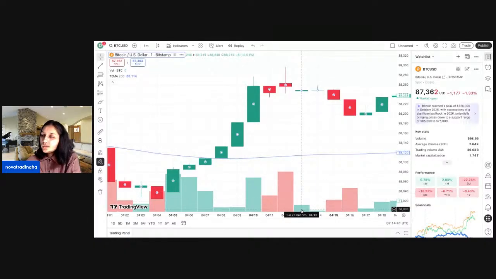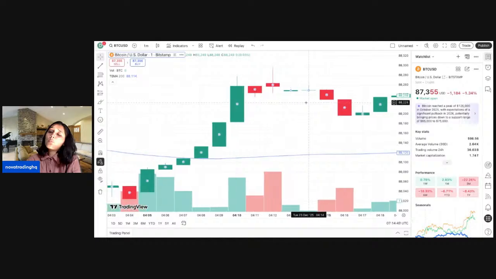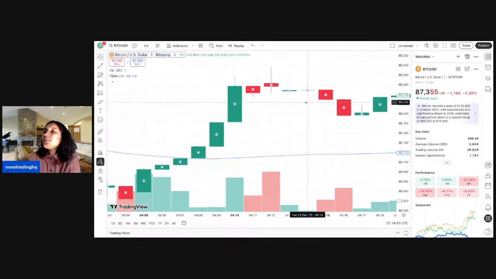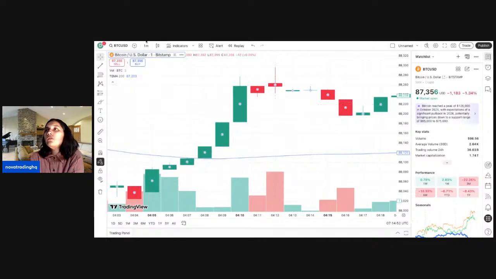What you can notice here, see at 4:13, you can see a very small body candle. I cannot even zoom more than this. So you can see a very small green body.